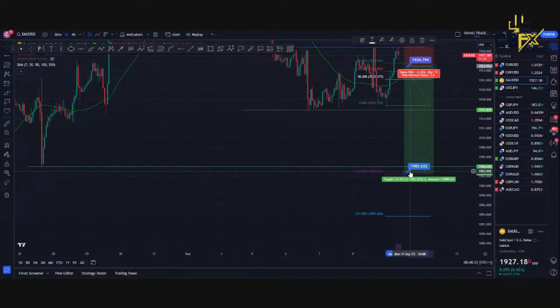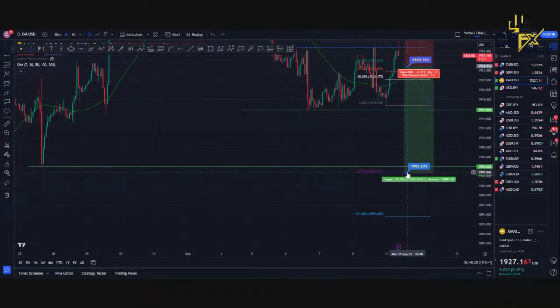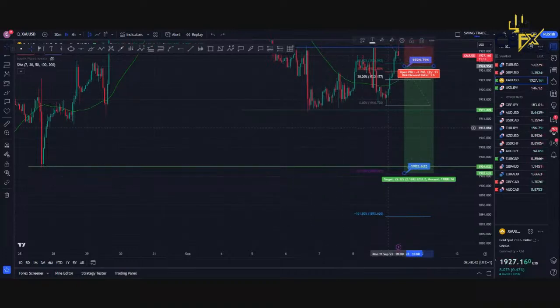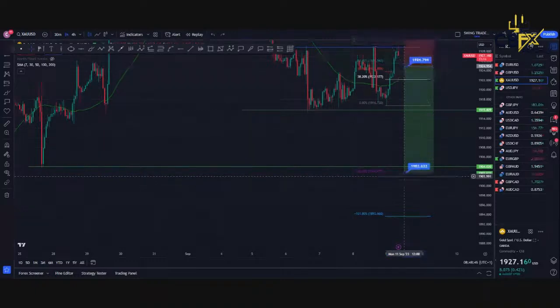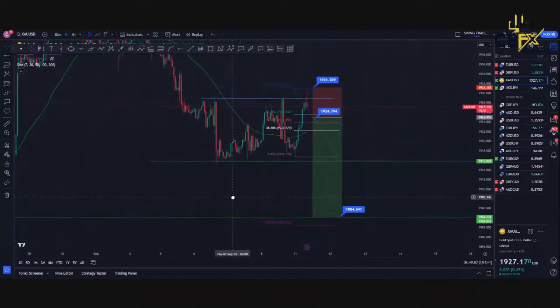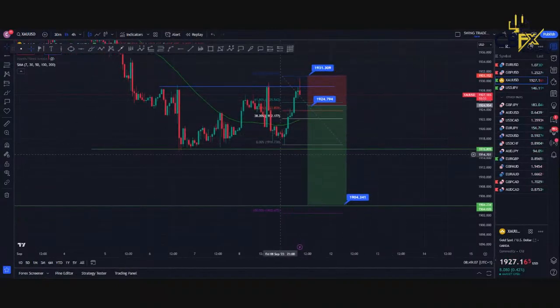So let me take this one off. Oops, Control Z. We're going to take that as our TP right there. That'll be 1 to 3 risk to reward, not too bad. We're going to be very, very conservative with this. Don't be too greedy. So that's our TP right there. So on gold, that's what you're looking at trading.